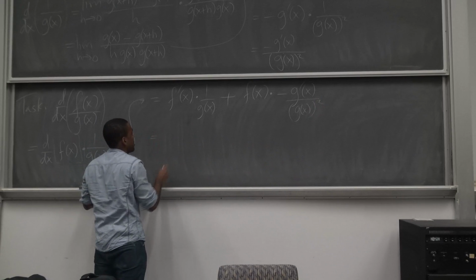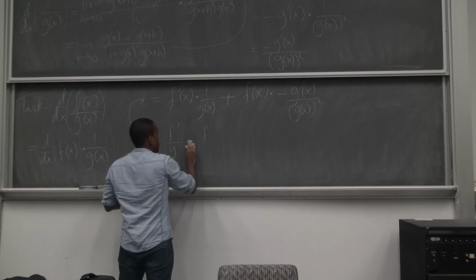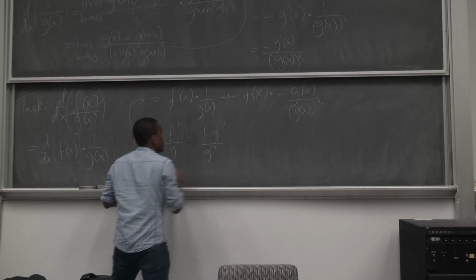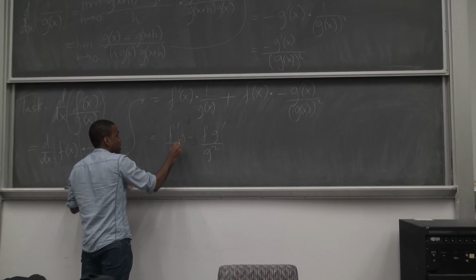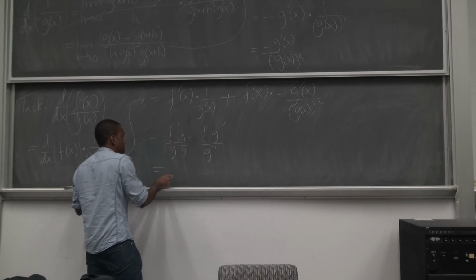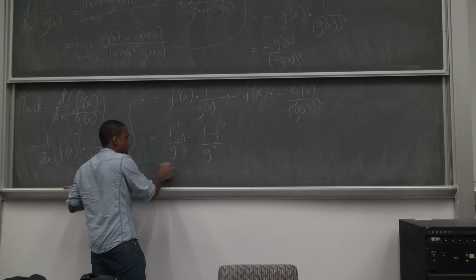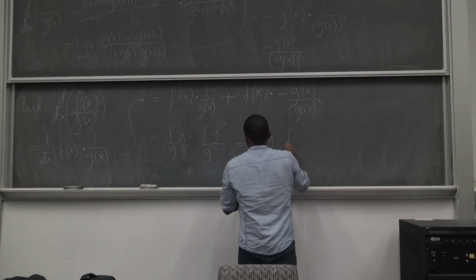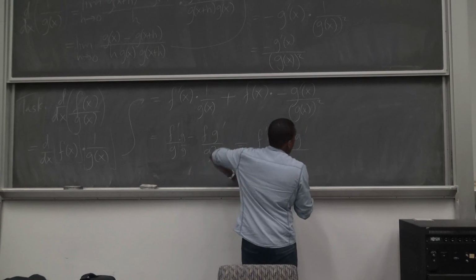Let's see, f prime over g plus, well, this would be minus f times g prime over g squared. Now we're adding fractions, so create a common denominator, multiply by g over g. And so what we end up with is f prime times g minus f times g prime over g squared.